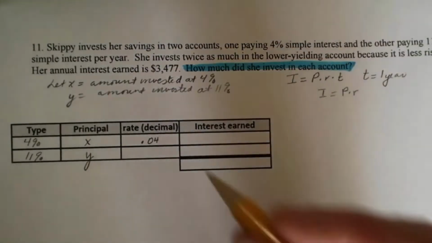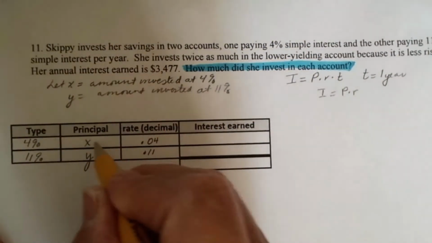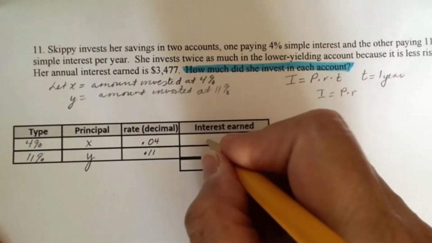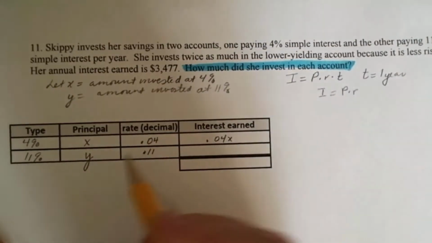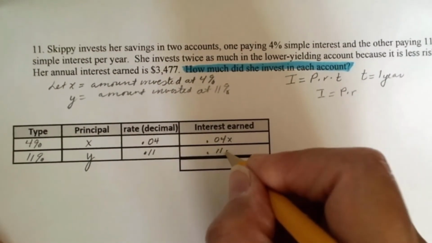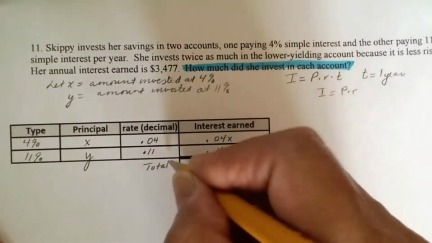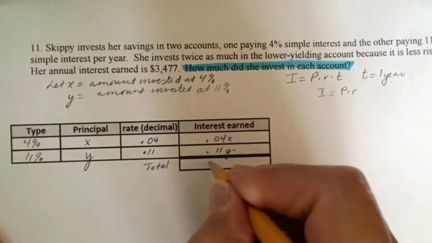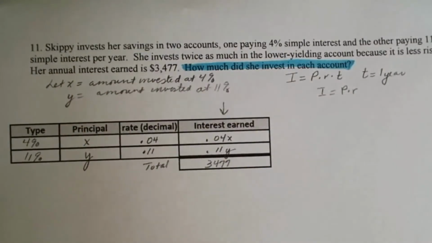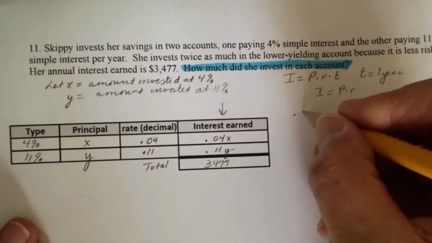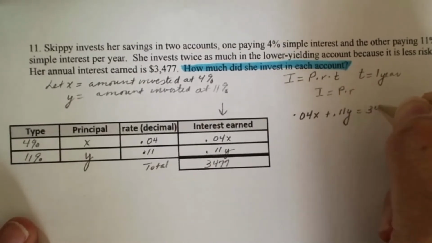And then for the 11%, that's 0.11, and the interest earned at the 4%, we multiply principal times rate, and we have 0.04 times X, and we multiply for the 11% the principal times rate there, and we have 0.11Y, and they gave us this total. This was given. The total amount of interest earned is $3,477. So what we've done here is that we have one of the equations right here in this column with this table. So the first equation is 0.04x plus 0.11y equals 3477.